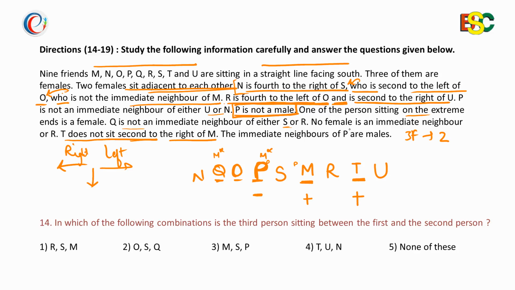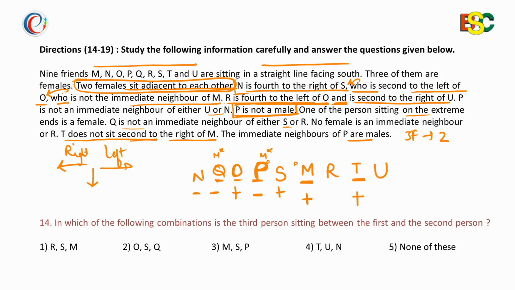Now we have to quickly analyze them among the male and the female. No female is an immediate neighbor of R. We have already put a plus sign for the immediate neighbors of R for the male. Then it says the immediate neighbors of P are males. So I am putting a plus sign under S and under O, representing the male candidates. Now it also says that two females are sitting adjacent to each other. So we have to find two friends that are adjacent to each other and are not marked with any sign. Yes, here they are, N and Q. So I'll mark a minus sign under them.